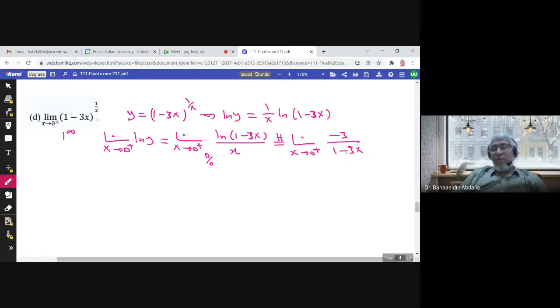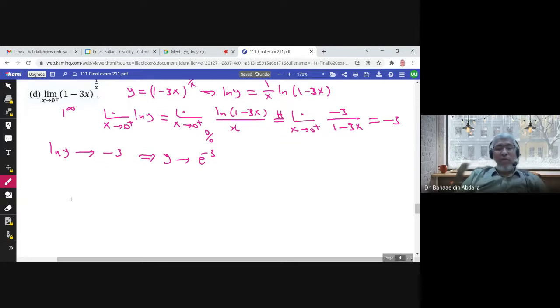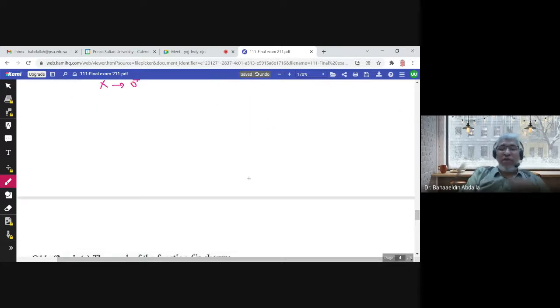Now replace x by 0. If you replace x by 0, you get negative 3. So this means that ln y goes to negative 3. If I raise both sides to the base e, then y goes to e to the power negative 3. So the limit of this function when x approaches 0 from the right is just e to the power negative 3.